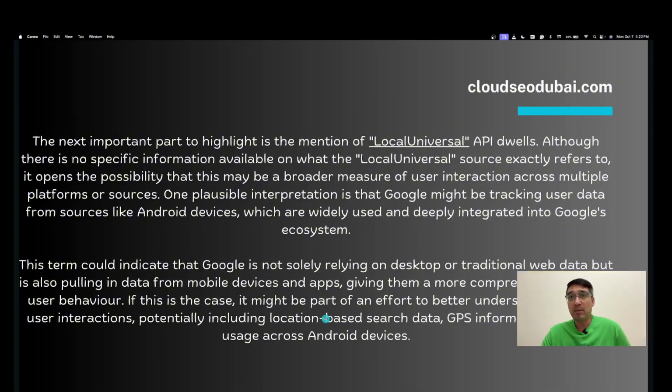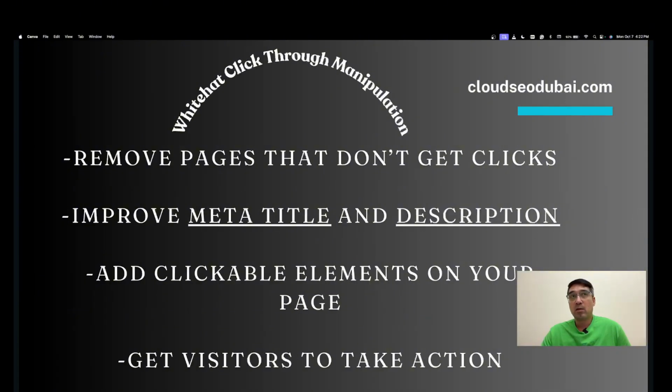So in this case, it might be part of an effort to better understand localized interactions, potentially including location-based search data and GPS information. A lot of this we already know Google is collecting, which makes it even harder to manipulate clicks. So what does all of this mean, and what's the white hat way of click-through manipulation?